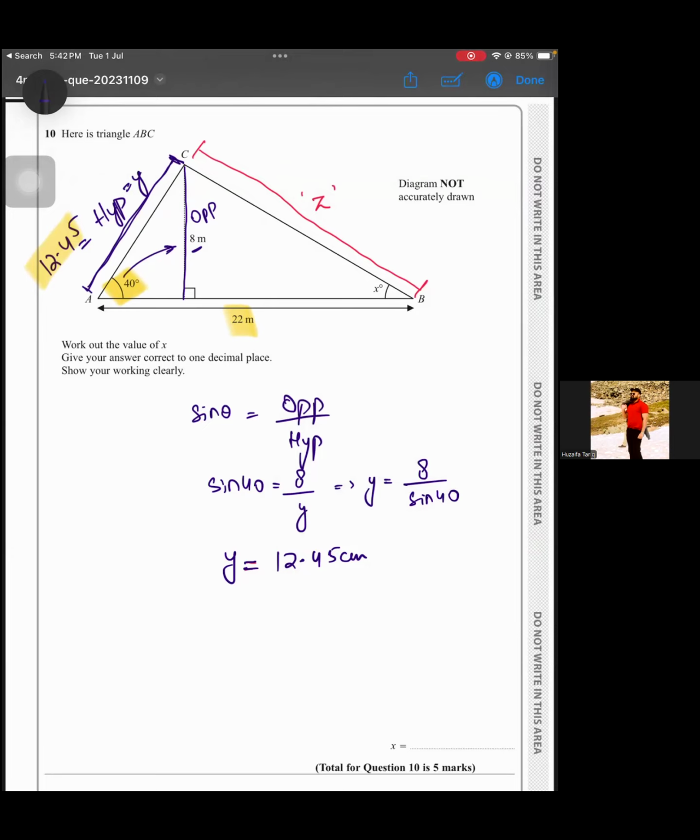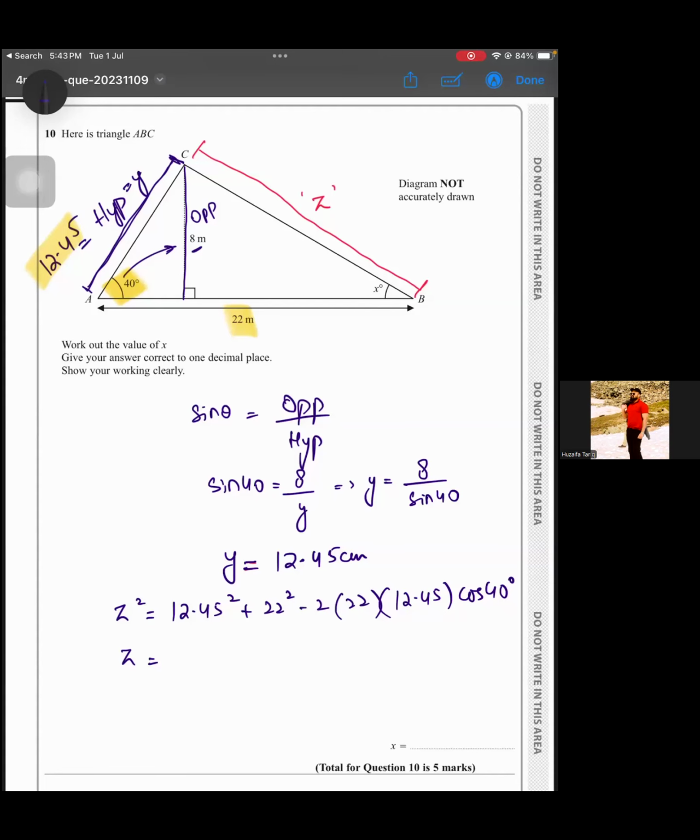When two sides and one angle are given, we have to apply the formula for cosine rule. Exactly. So it will be z square equals 12.45 square plus 22 square minus 2 into 22 into 12.45 into cos 40 degrees. Okay, just solve it and let me know the answer of z. After simplification, the value of z is 14.8 meters. So we have this value 14.8 meters.